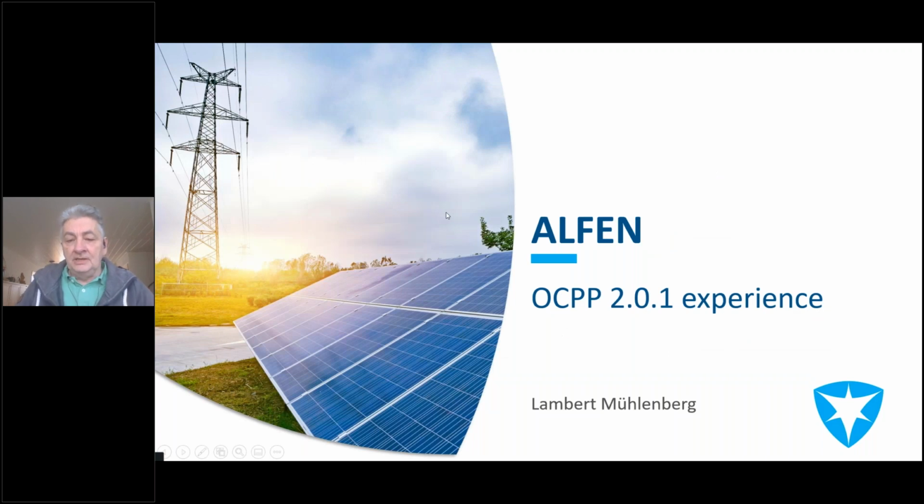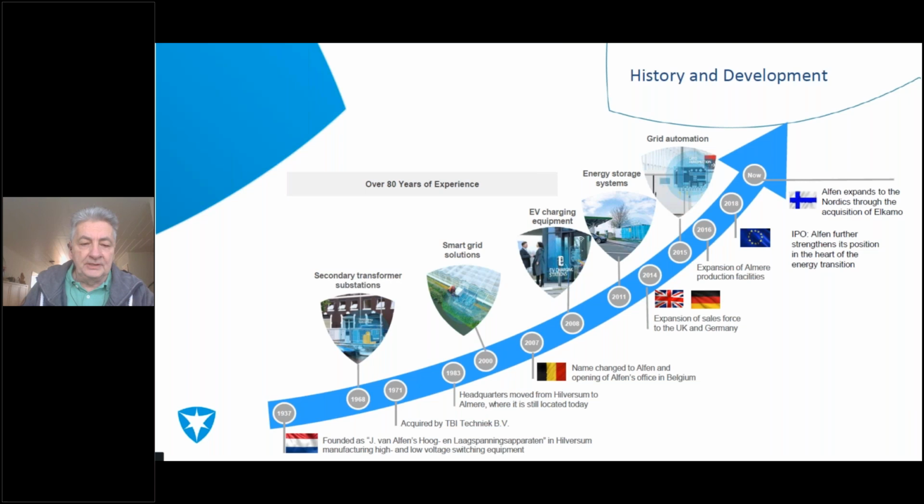Well, welcome everyone. My name is Lambert Muhlenberg. I am the principal architect at Alfen, and I want to start with a short introduction of who Alfen is. Alfen started off more than 80 years ago as a company that was making switchgear for electricity, for electric equipment. And somewhere at the end of the 1960s, we started to manufacture and sell our own secondary transformer substations, which evolved into smart grid solutions at the turn of the century. And as of 2008, we stepped into a new market, the EV charging equipment market.